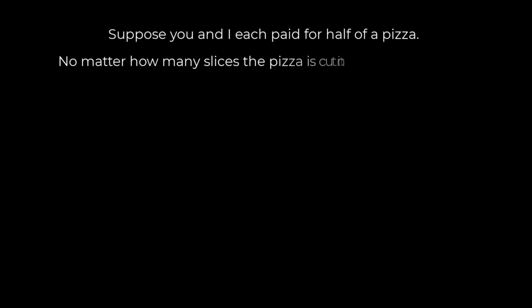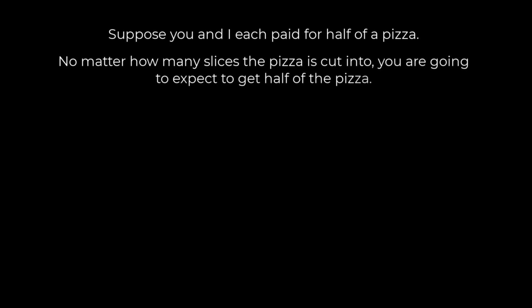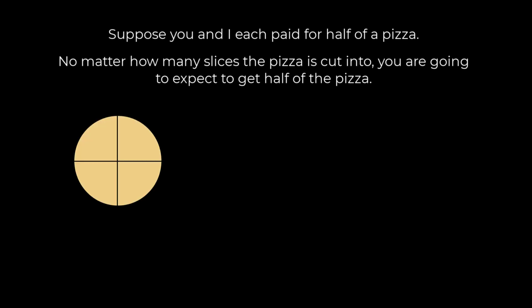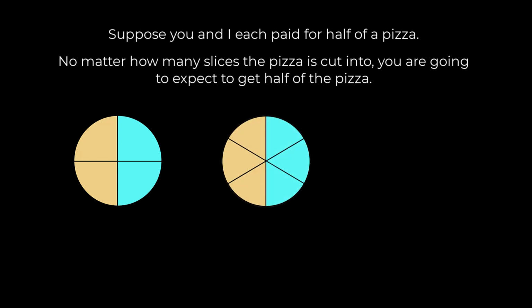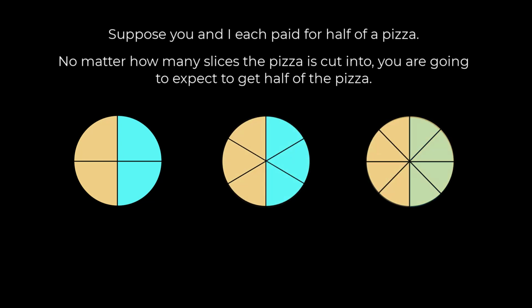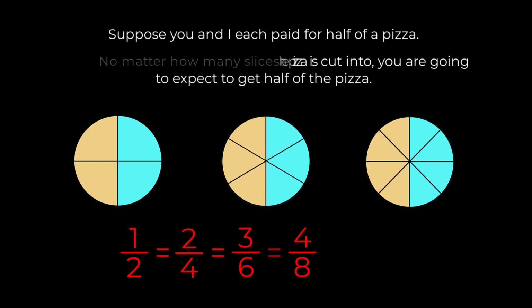Great. Suppose you and I split the cost of a pizza. We each paid half, and so you would expect to end up with half of the pizza. That means that no matter how many pieces the pizza is cut into, you will be satisfied as long as you get half of the pizza. So if the pizza is cut into 4 pieces, you would expect 2 of them. If it were cut into 6 pieces, you would expect 3 of them. And if it were cut into 8 pieces, you would expect 4 of them. We can write all of this as fractions. 1/2 of a pizza is equal to 2/4, or 3/6, or 4/8.